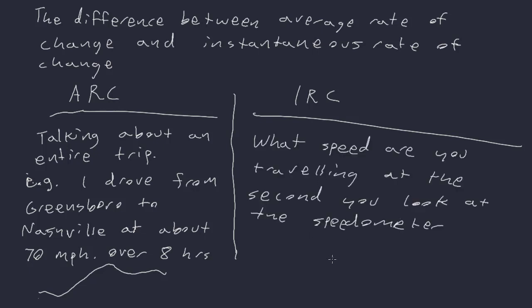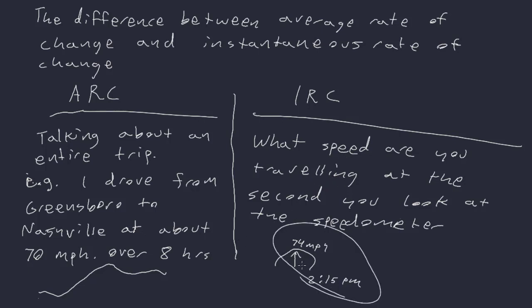Okay, so at that exact second, you look down at your speedometer and you see it's at exactly, let's say, 74 miles per hour. And you're looking at it at exactly 2:15 p.m. That's the difference. The average rate of change gives you the idea of the entire trip, while the instantaneous rate of change is what speed you're traveling at the moment, the exact second you look at the speedometer.